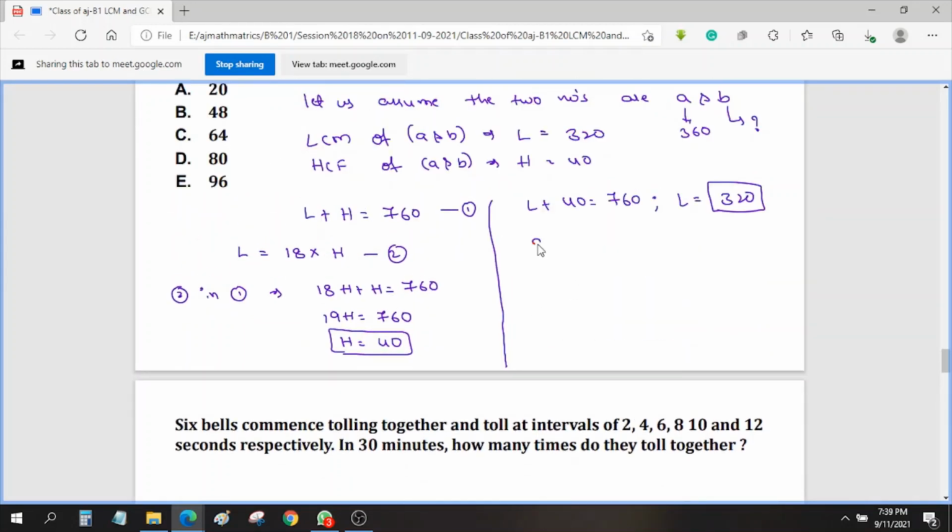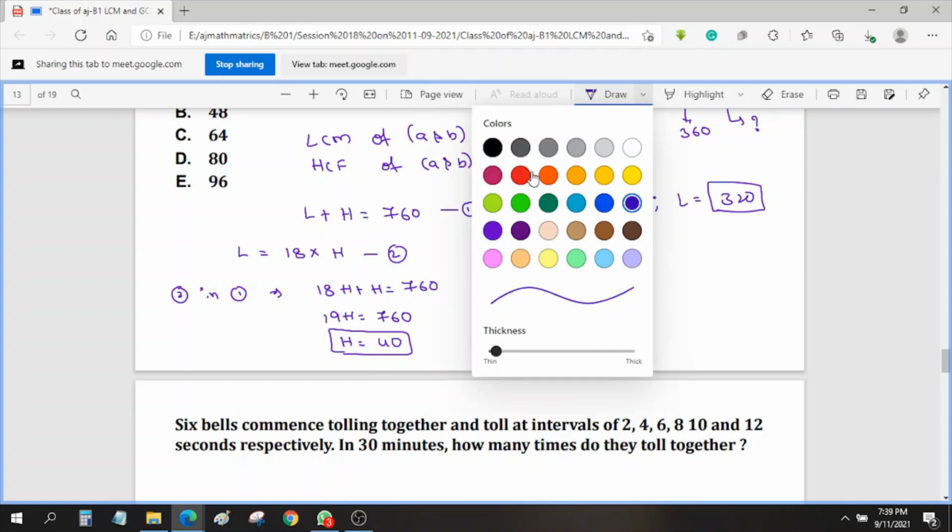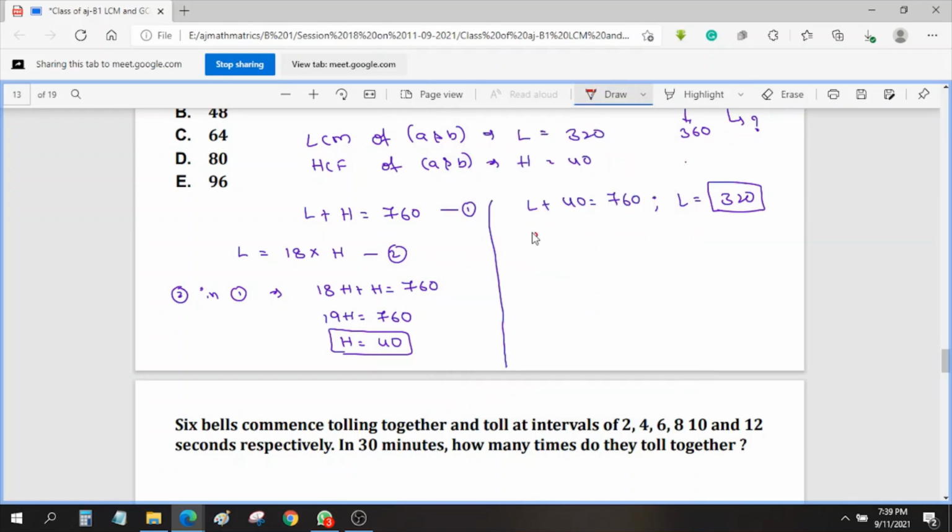So the product of two numbers is equal to the product of their LCM and HCF. A is given as 360, and B we need to find out. LCM is 320 into HCF is 40. So B equals what?